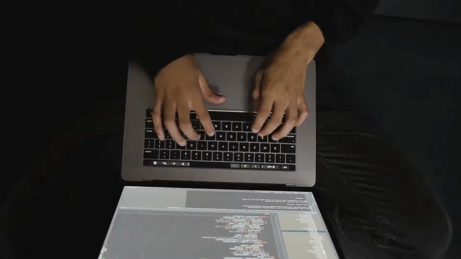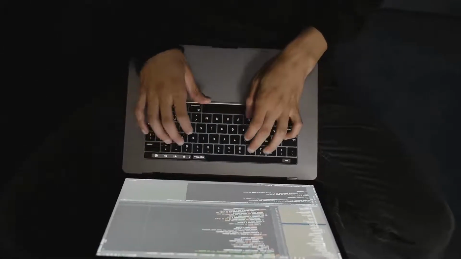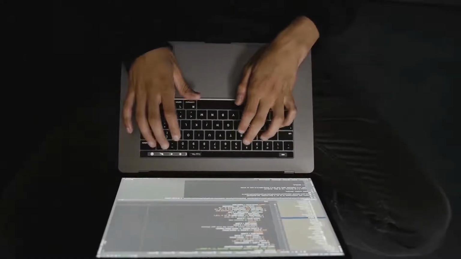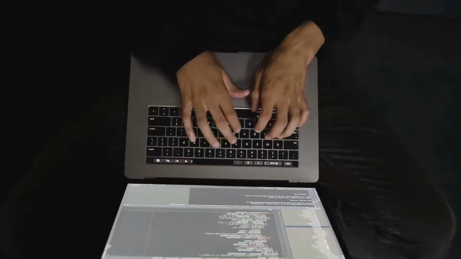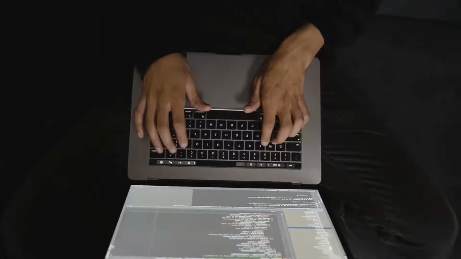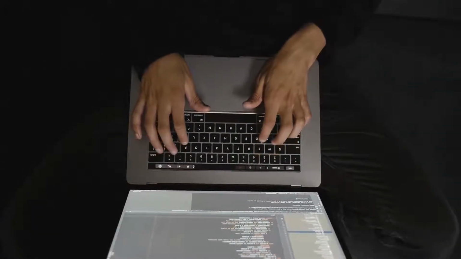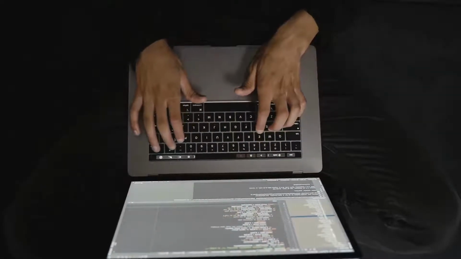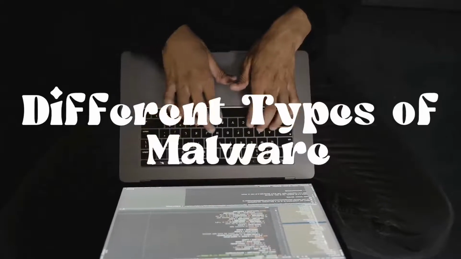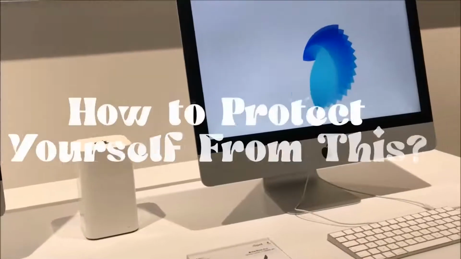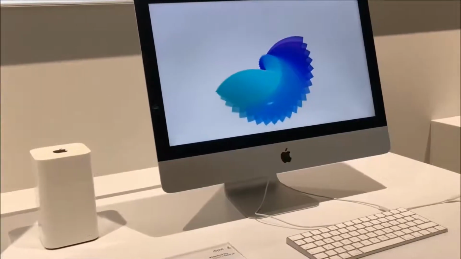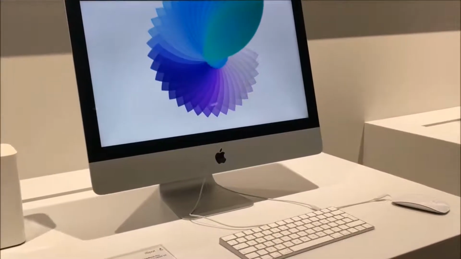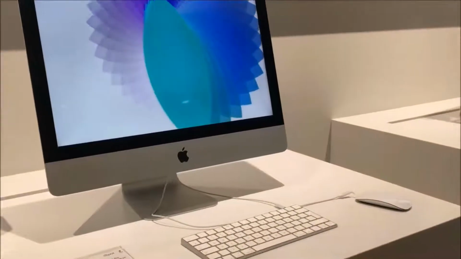Imagine waking up one day to find your computer locked, demanding a ransom, or your bank details mysteriously stolen. Scary, right? That's the power of malware. And the worst part? It could be lurking on your device right now without you even knowing it. In today's video, we'll break down what malware is, the different types of malware, and most importantly, how to protect yourself from these digital threats. So, if you use a computer, smartphone, or any connected device, this video is a must watch.